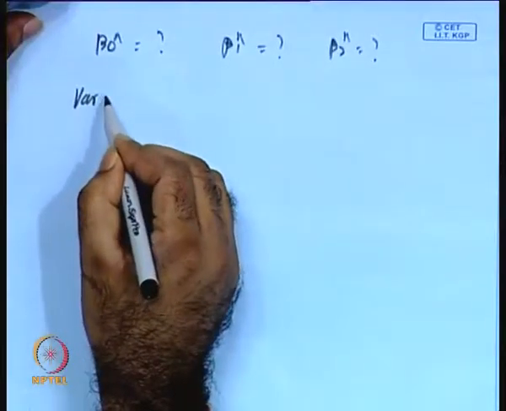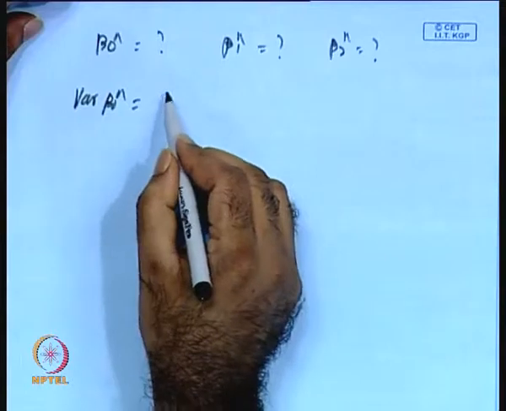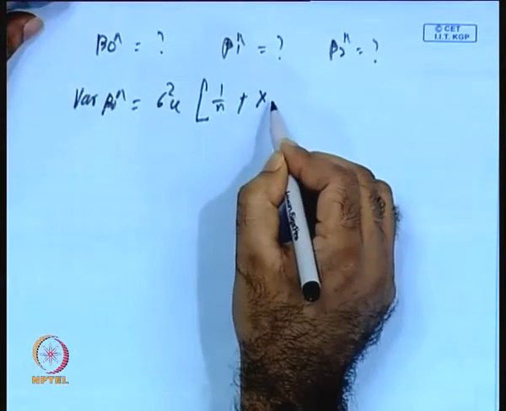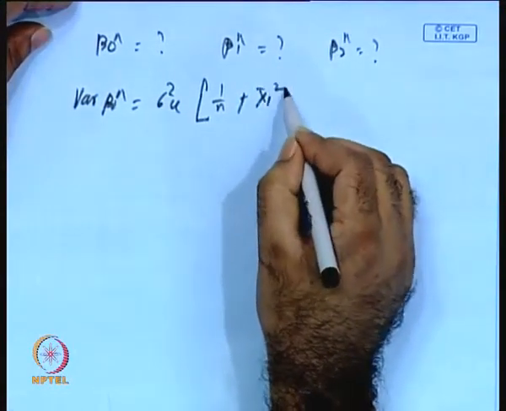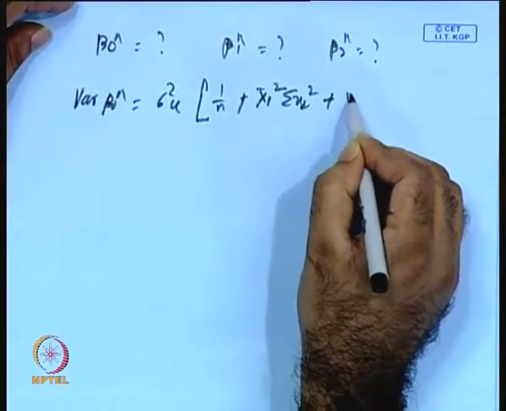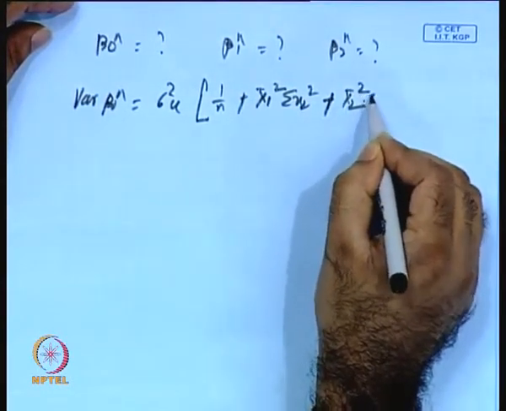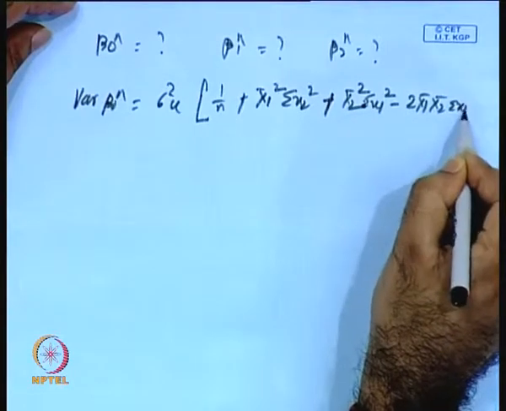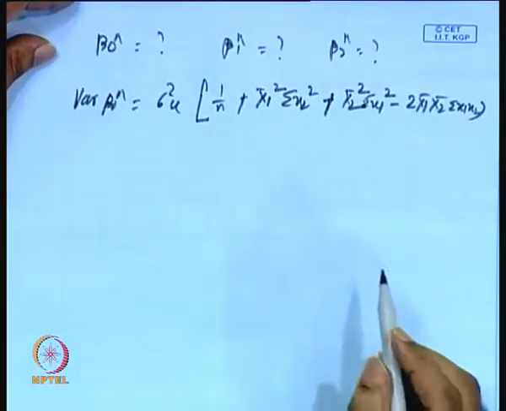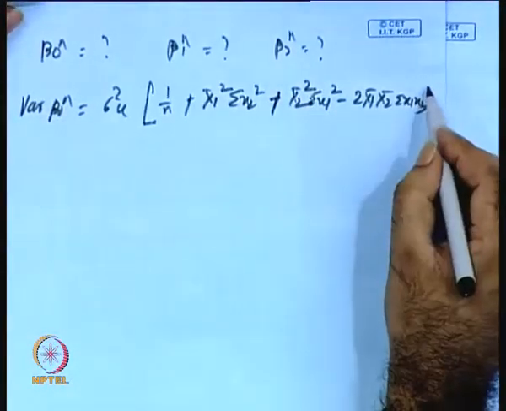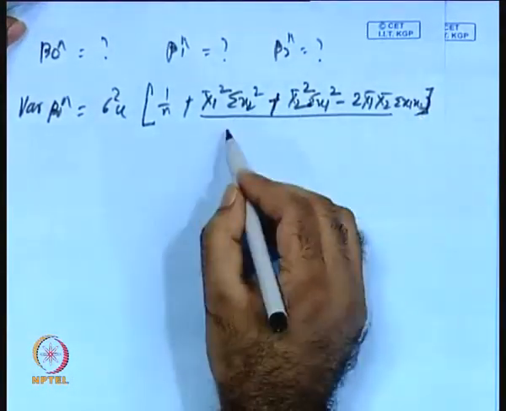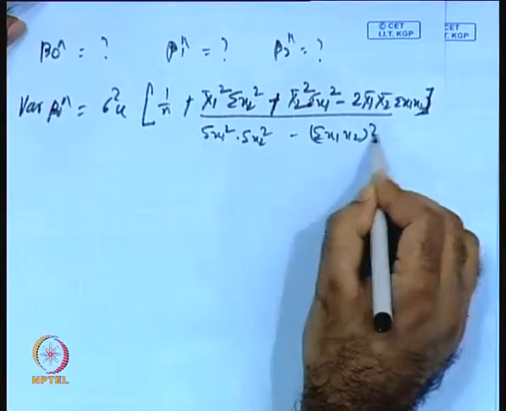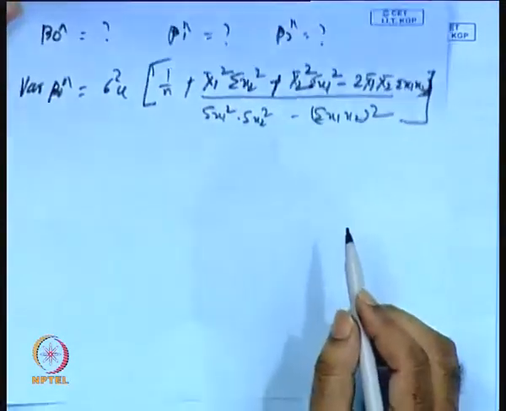So, that means here variance of beta 0 hat equals sigma square u times [1 by n plus (x1 bar squares summation x2 squares plus x2 bar squares into summation x1 squares minus 2 x1 bar x2 bar summation x1 x2)] divided by [summation x1 square into summation x2 squares minus (summation x1 x2) whole square]. This is the beta 0 hat variance.